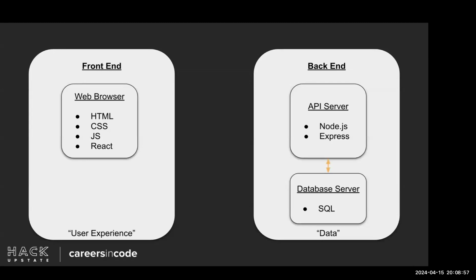So our front end can never talk to the database server directly for security reasons. Our database server always connects into an API server. That API server is what's going to be running the SQL queries back and forth between the web browser. Then we connect the web browser and API server together with an API, or application programming interface.